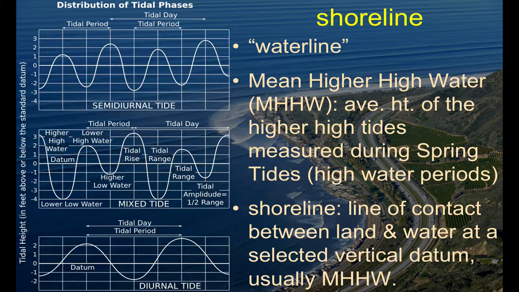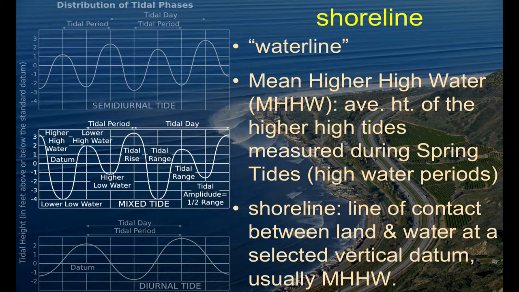The most important one is what much of the planet has. It's called mixed semi-diurnal. We have a high and a low, but the two highs are usually fairly different from one another, and the two lows are fairly different. So we have a higher high each day, a lower high each day, a higher low each day, and a lower low each day. Everybody with me? This is what we have here on our California coast, and around much of the globe.